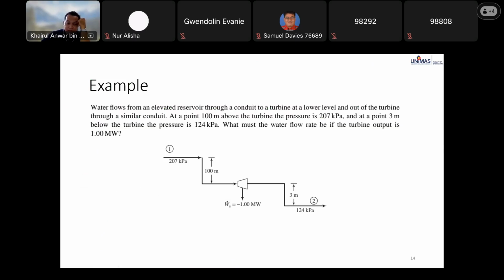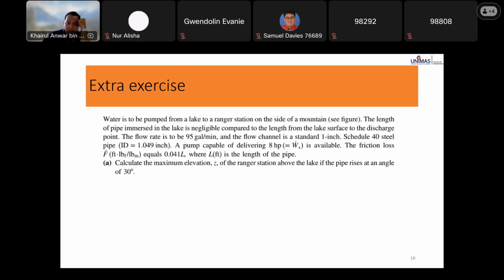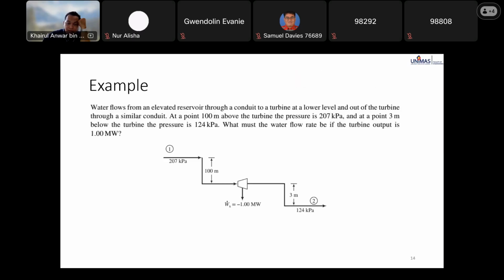Itu pun sama aja tuh. The flow from an elevated reservoir to a conduit, to the turbine at the bottom, and out of the turbine to a similar conduit. At a point 100 meter above the turbine, the pressure is 207 kilopascal. At a point 3 meter below the turbine, the pressure is 124 atmosphere. Calculate the turbine work.